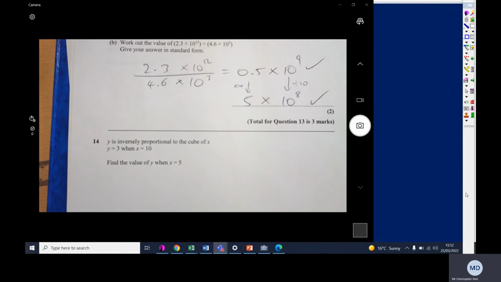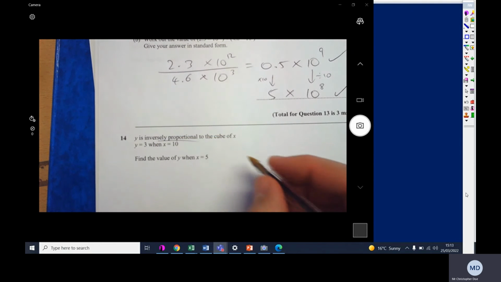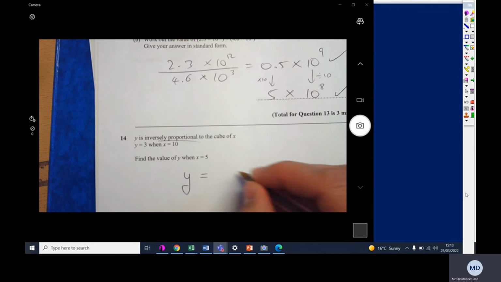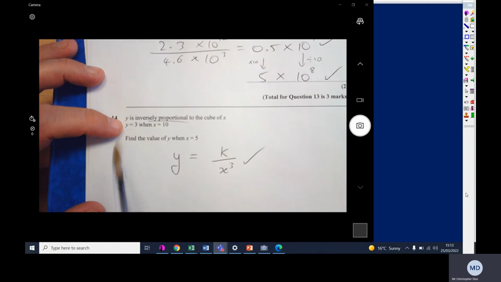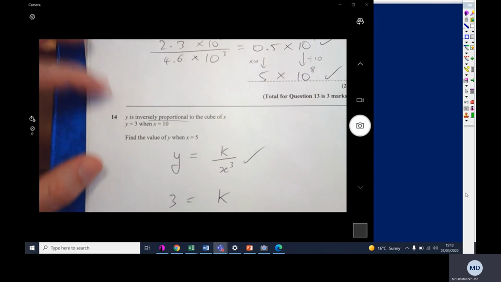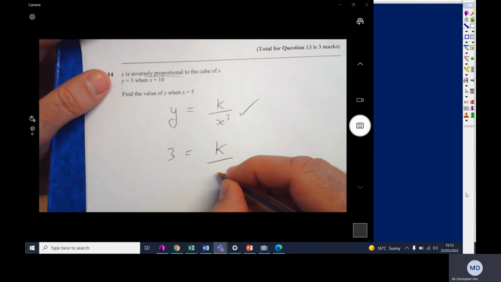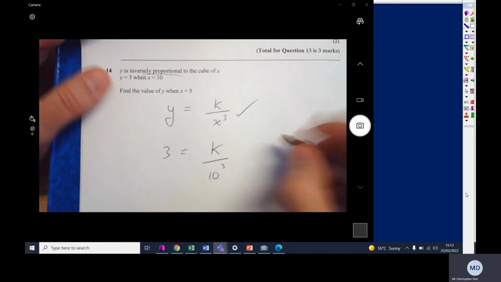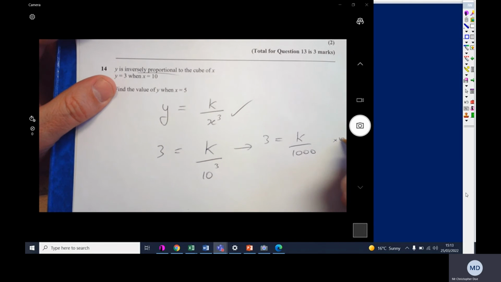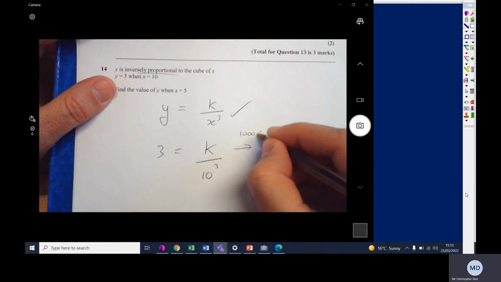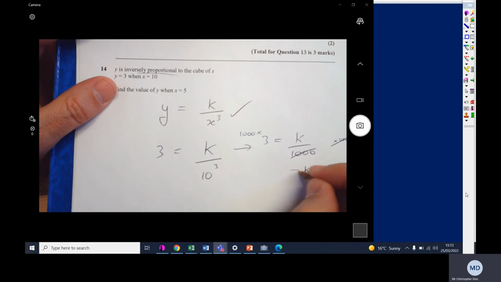Question number 14. Okay, so y is inversely proportional to the cube of x. So y equals k over x cubed to begin with. Mark for that. Then we substitute in. When y is 3, we're trying to find what k is. Y is 3, but x is 10 cubed. So that means 3 equals k over 1,000. We're going to times both sides by 1,000 to get rid of the 1,000 underneath. So k equals 3,000. Mark for that.